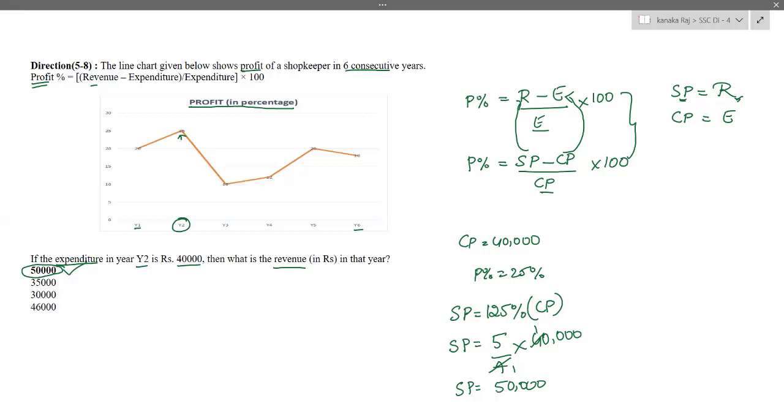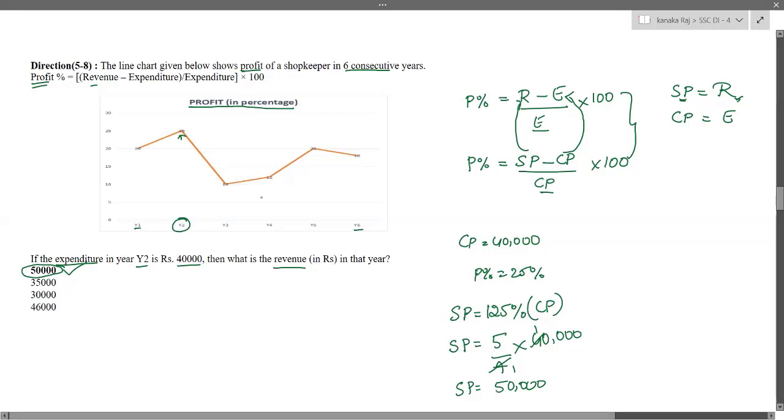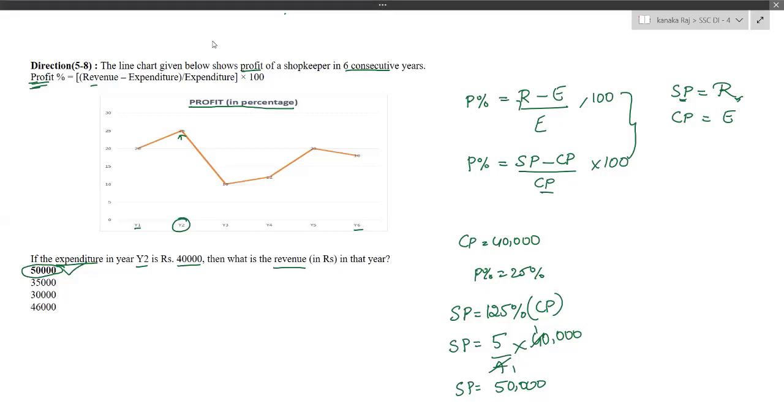For people who haven't understood this problem, let me explain this to you once again. What is happening here? They've given us the profit percentage formula here. So I've written it down. What is profit percentage that is given to us? It is revenue minus expenditure divided by expenditure into 100. But then what is the formula that we have already learned? We have learned that profit percentage is equal to selling price minus cost price divided by cost price. So I've written that formula as well.